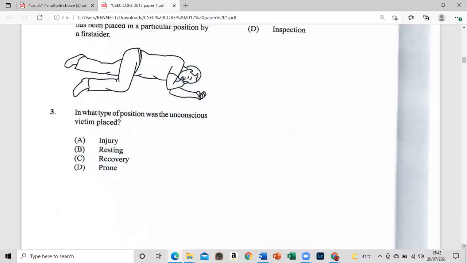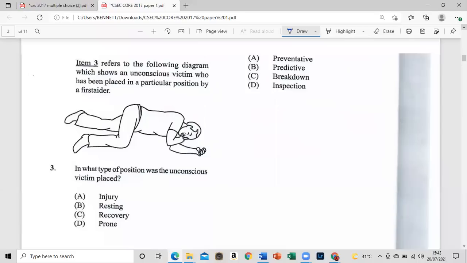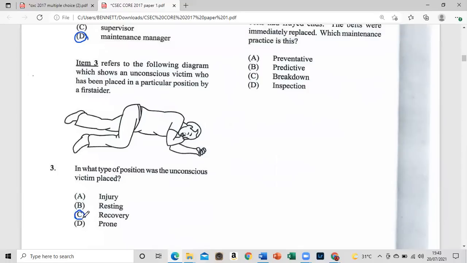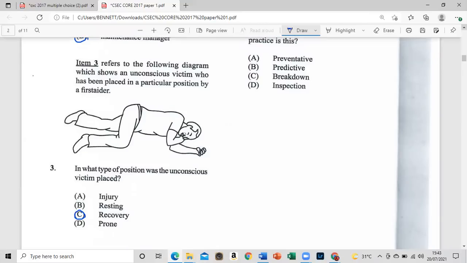Item 3 refers to the following diagram, which shows an unconscious victim who has been placed in a particular position by a first aider. In what type of position was the unconscious victim placed? Is it injury, resting, recovery, or prone? And that is recovery. This one is a repeat question also. So guys, just go in the exam and just do what you have to do.